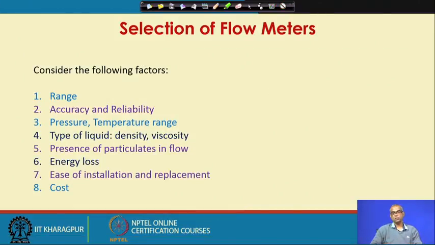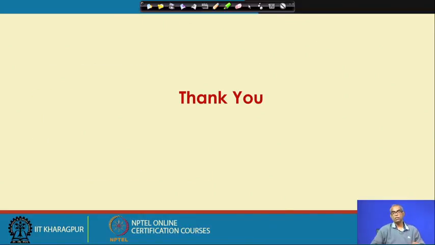Finally, we want to ask how to select a flow meter for my application. We must consider the following factors: range, accuracy and reliability, pressure range, temperature range, type of liquid such as density, viscosity, presence of particulates in the flow, whether there are particulates present in the flow or not, loss of energy, ease of installation and replacement, and finally cost. So, this completes our discussion on flow measuring instruments.